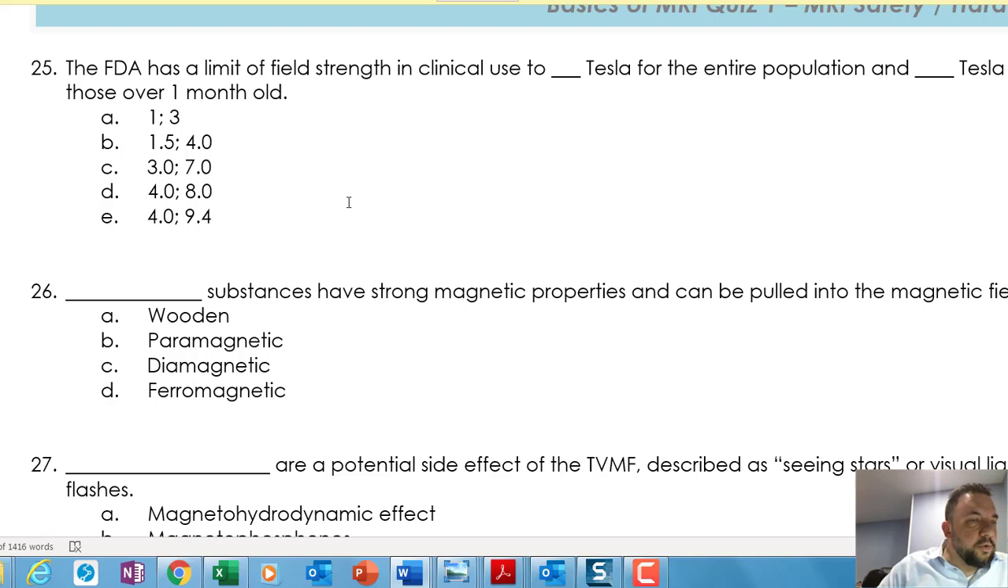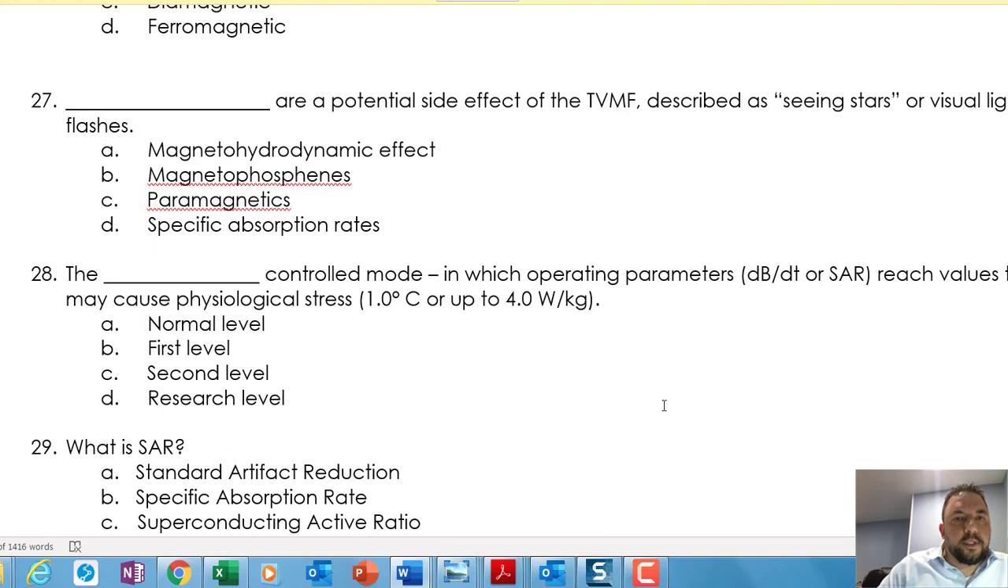The first level controlled mode is one in which operating parameters reach values that may cause physiological stress, 1 degree Celsius or up to 4 watts per kilogram. That's the first level controlled mode.